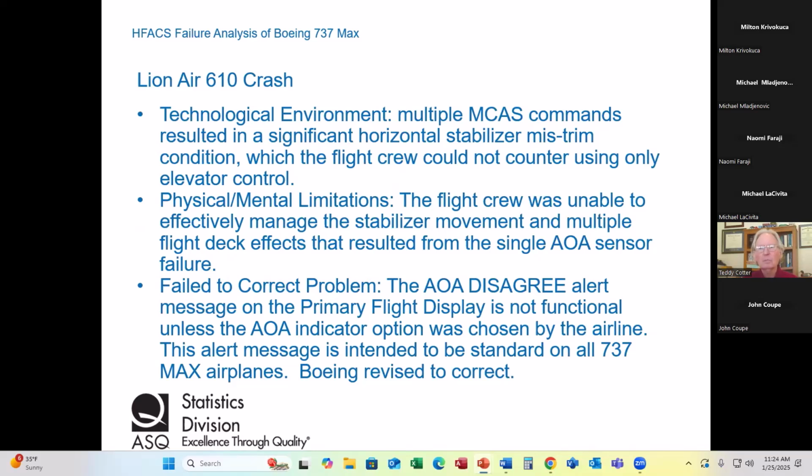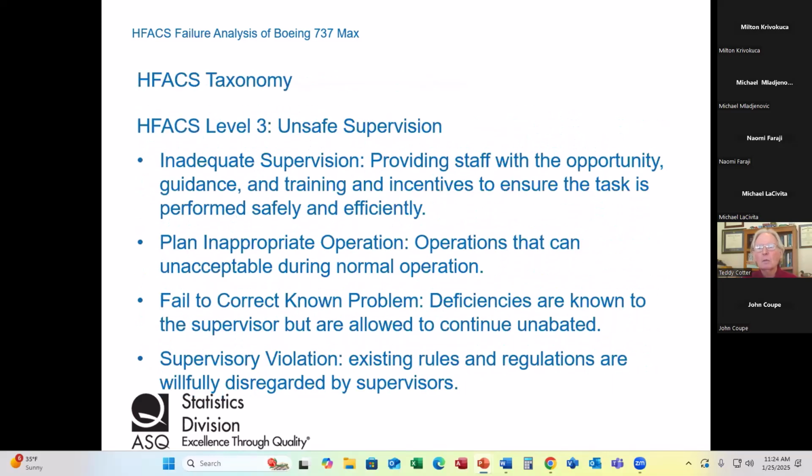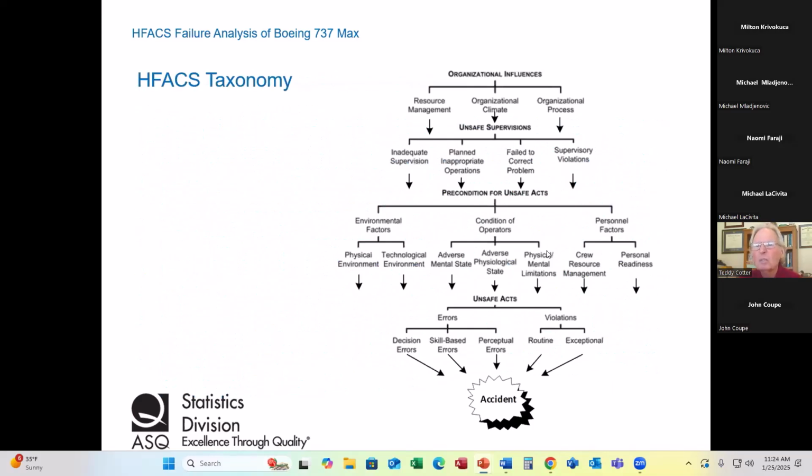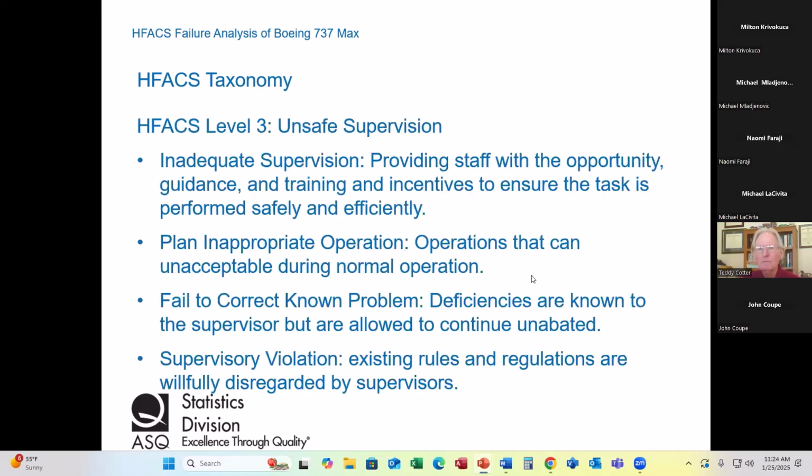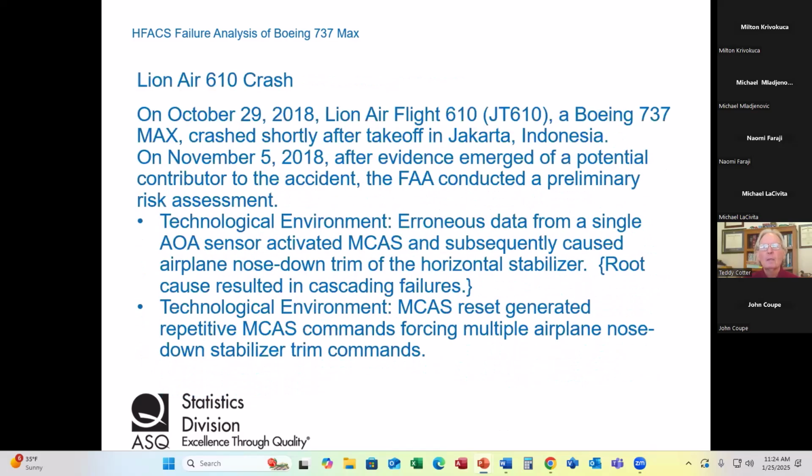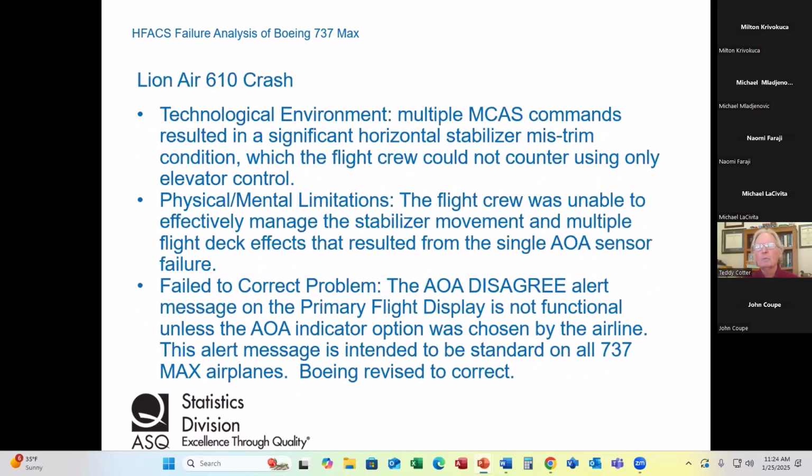Physical mental limitations. This is going back to physical mental limitations. Physical mental limitations, condition of the operators themselves. The flight crew was unable to effectively manage the stabilizer movement and multiple flight deck effects that resulted from the single AOA sensor failure. So we had the cascading failures, the multiple nose downs, pull up, they couldn't overcome the trim.